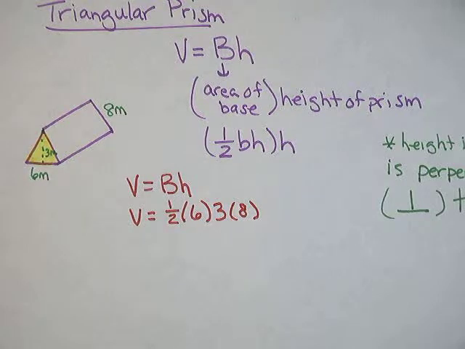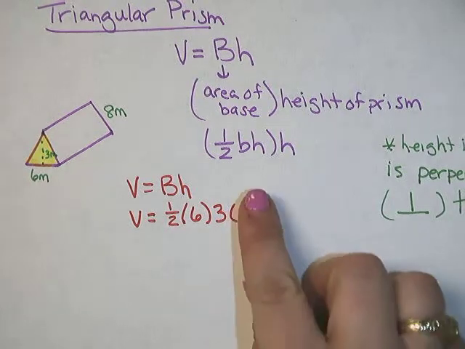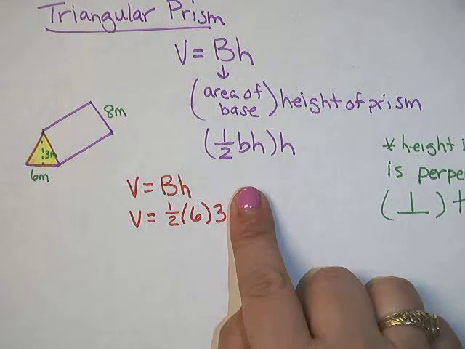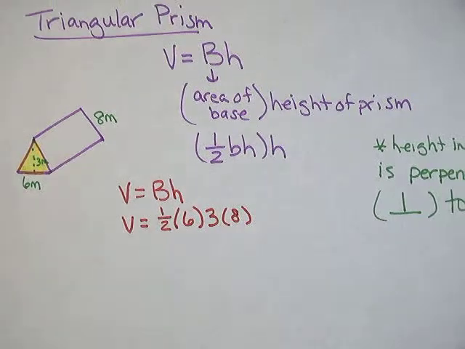Is it okay if you put 0.5 instead of 1/2? Yeah. 6 times 3 times 8 divided by 2. The whole thing is not divided by 2, though, only the base. So if you're going to divide by 2, you have to be careful to only divide the area of your base.